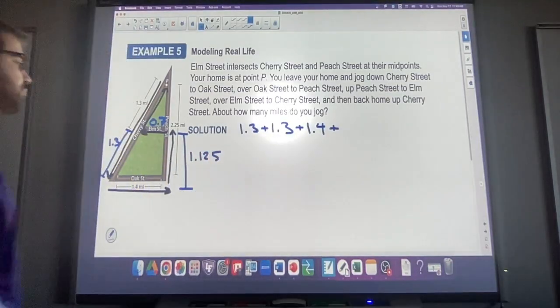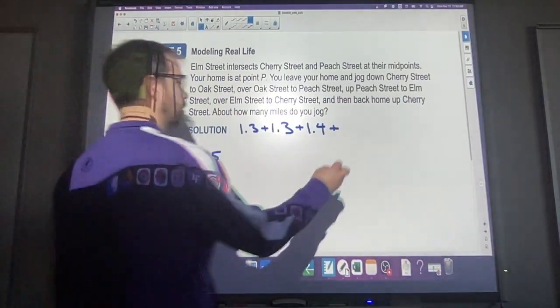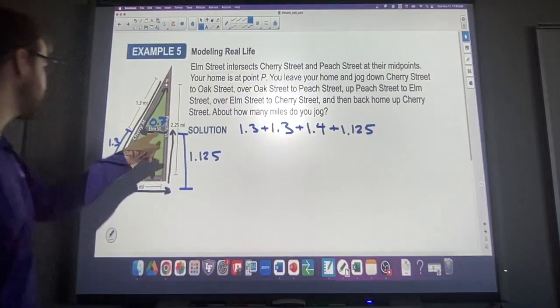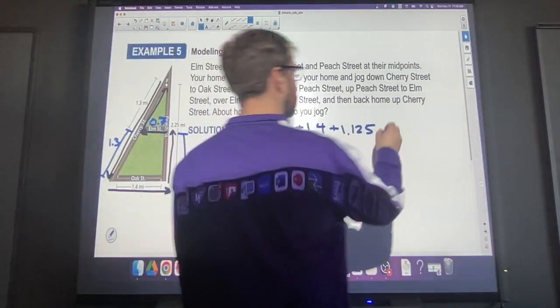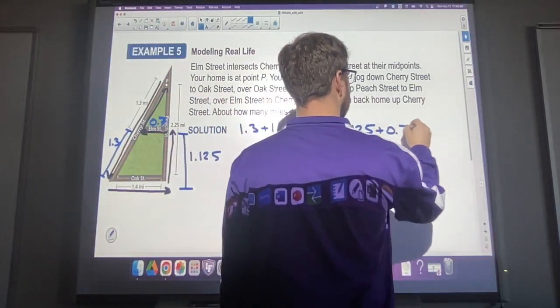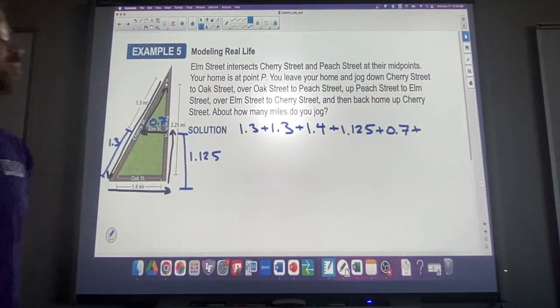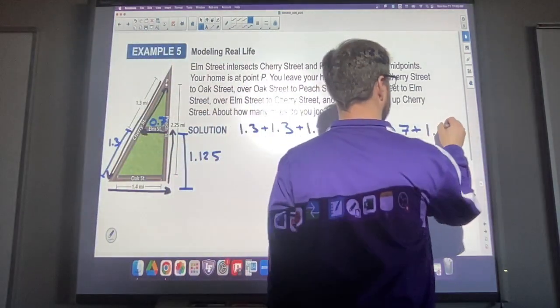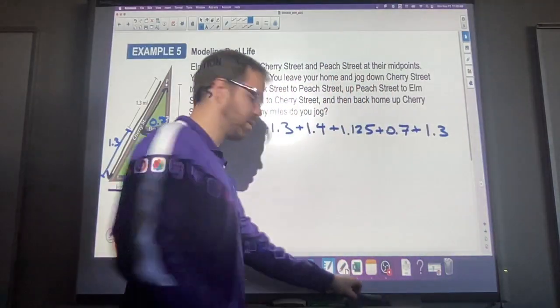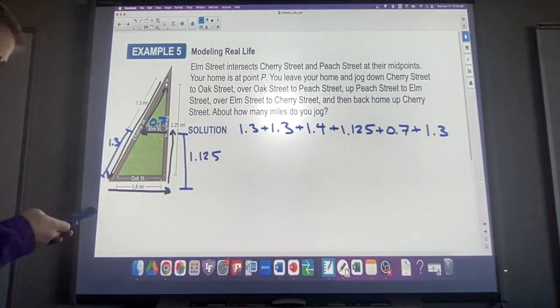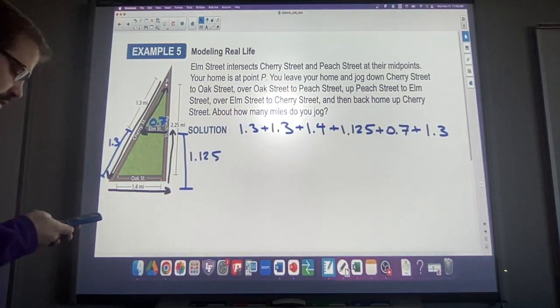All right, so we add 1.125, and then I add 0.7, and then I add this last leg, which is 1.3, and that'll give me my answer. So let's add them all up, see how far you jogged, and just take your time, don't mistype something.